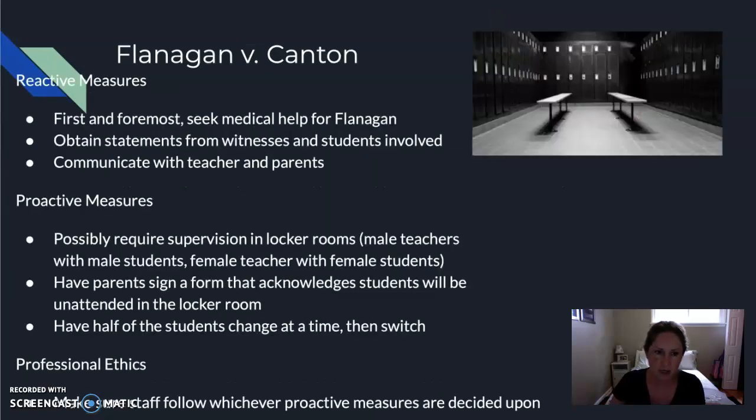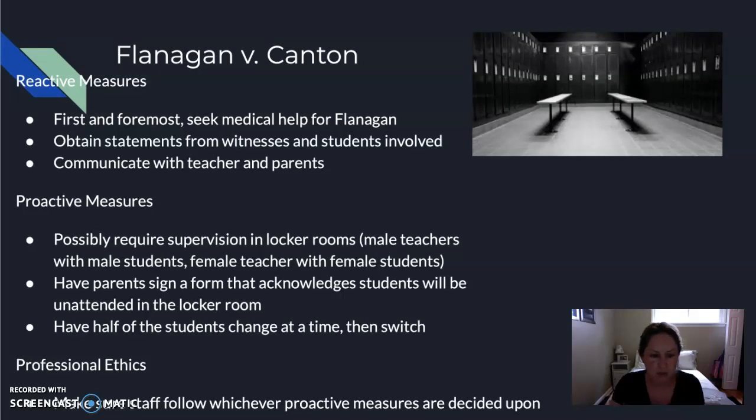The second court case is Flanagan versus Canton. So again, some background information. Flanagan was a 5th grade student at Canton Middle School. During gym class, students were particularly rowdy that day. The teacher stopped class early to lecture them on the importance of listening during an activity. And then students were dismissed to change in the locker rooms as usual.